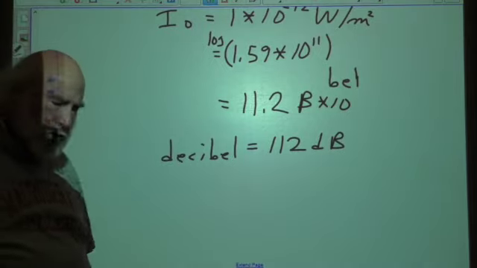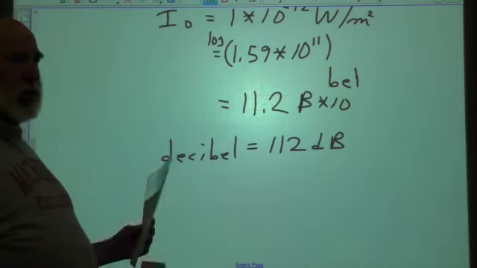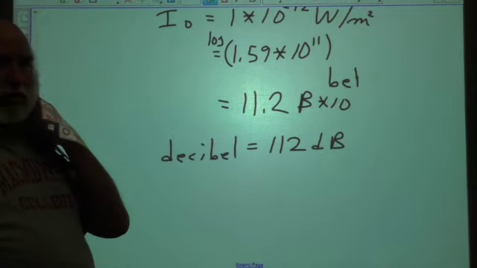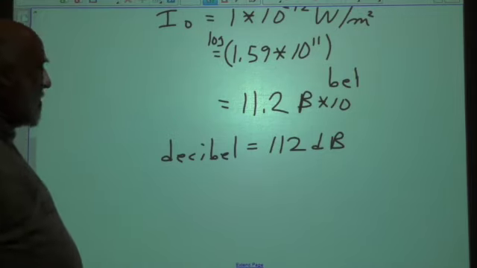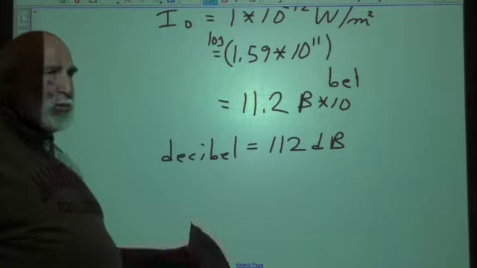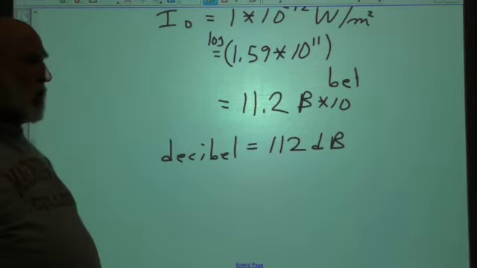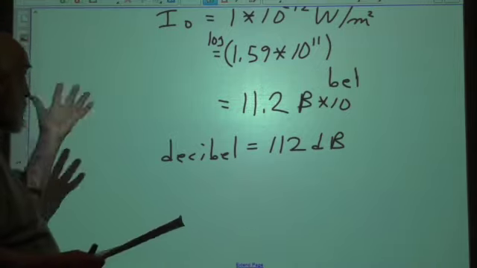So 112 decibels is pretty loud. In fact, there are a couple of charts in the book that you are going to need to refer to. One is on page 500, the other is on page 503, in which case you'll see the range. And I believe it says that 110 decibels is pretty much where a rock concert is located. And so that's where they come up with it.